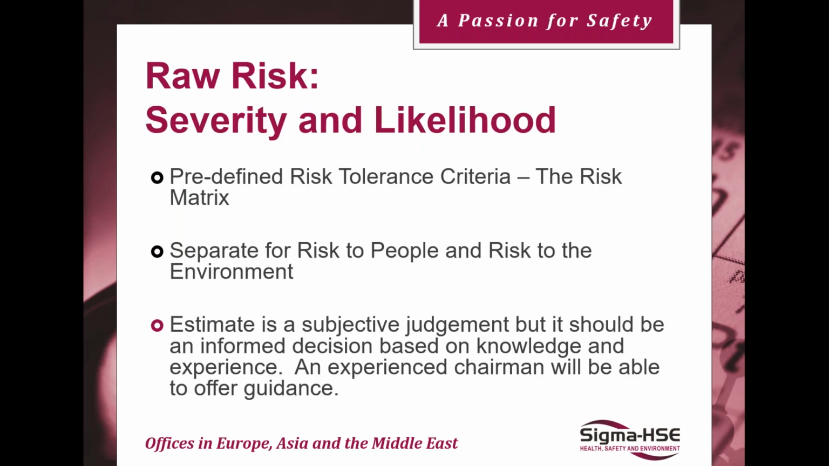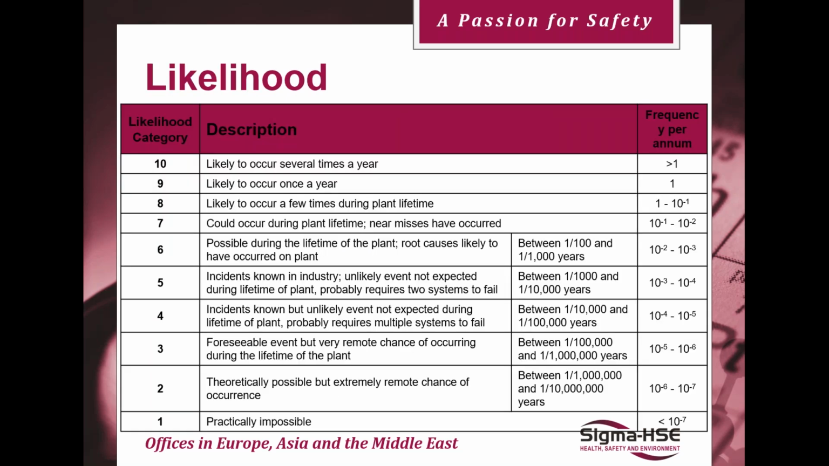So we have some predefined criteria for deciding what these are. The risk tolerance criteria, the risk matrix, we have one for both people and the environment. It's a fairly subjective estimate, but it should be an informed decision, and we'll give you some guidance on what that is. This is our breakdown.